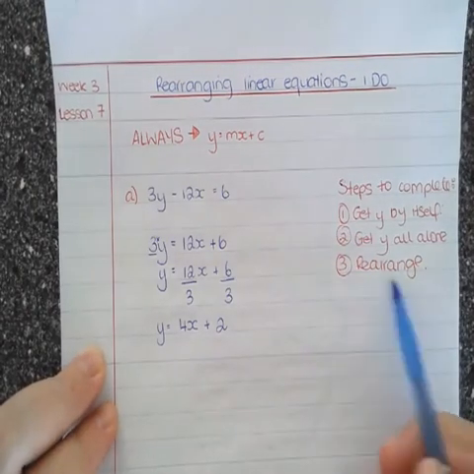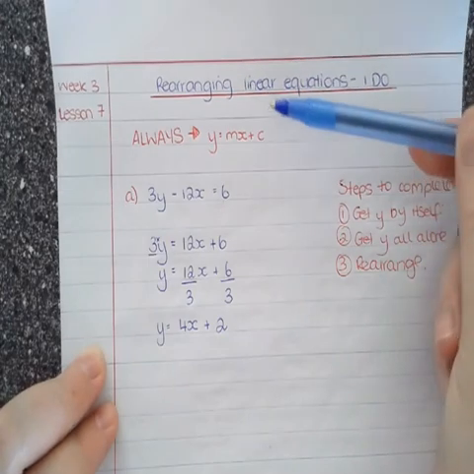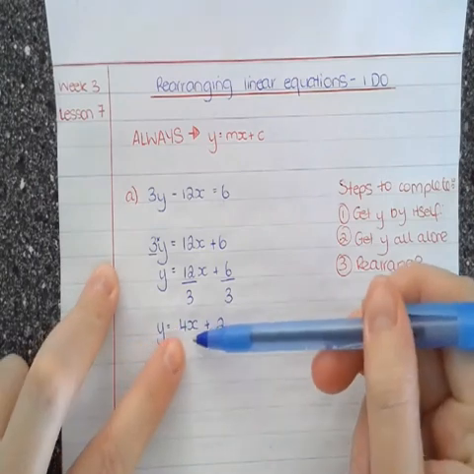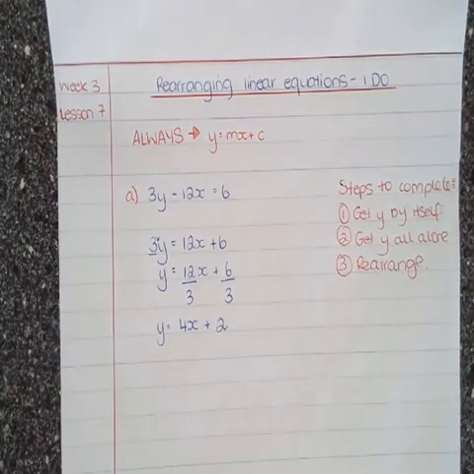Step 3, rearrange it so it's in the correct formula. So this is our linear equation formula that we need to have. So y equals mx plus c. If we check down, we've got our y equals 4x plus 2. So we are already in that correct format. So that is the first one rearranged correctly.